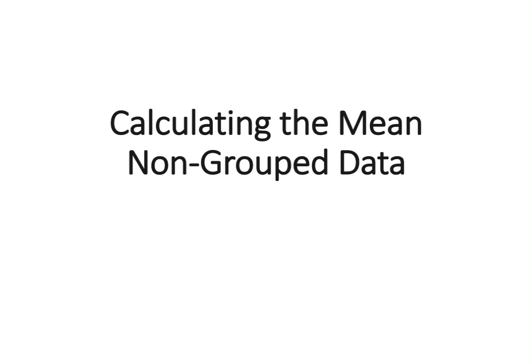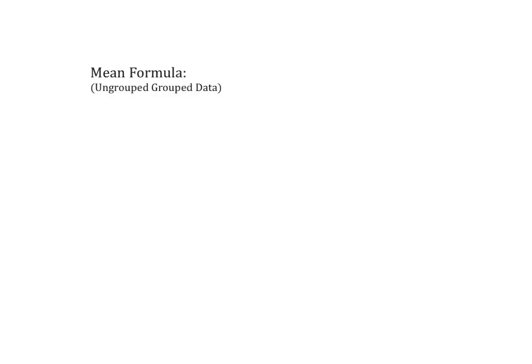In this video, we're going to have a look at how to calculate the mean of a data set using non-grouped data. So the formula we use when we calculate the mean of a data set of ungrouped numbers is the mean is equal to the sum of all of the scores divided by the number of scores.